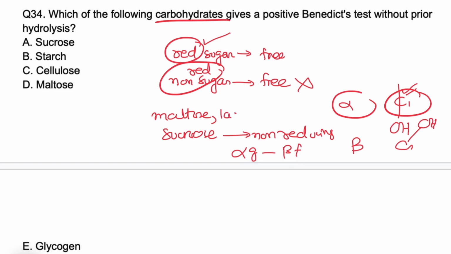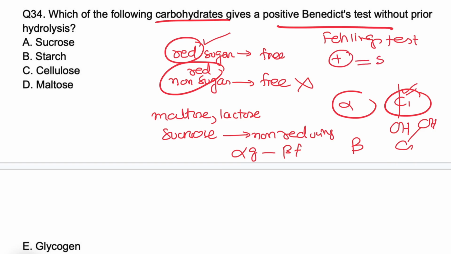Maltose and lactose are both reducing sugars. Got it? So coming back to the question, to identify which sugar is reducing and which is non-reducing, we do a test, the Benedict test. There is one more test called Fehling's test. Both are used for detecting reducing sugar. If it's a positive test, then the sample contains reducing sugar. If it's a negative test, then it's a non-reducing sugar.